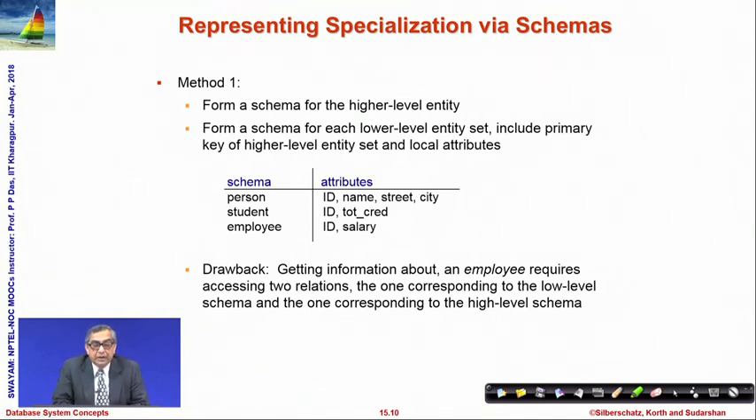Let us look at how we represent this information in the relational schema, because as we have seen, whenever we have an ER diagram, it is important to find out what is the relational schema that corresponds to that ER diagram or ER model. So, here we could do this in 2 ways. One that we are showing here is to form a schema for the higher level entity. So, form a schema for the person, as you can see here, that person is described in terms of 4 attributes, and then form a schema for each of the lower level entity sets, where you include the primary key of the higher level entity set.